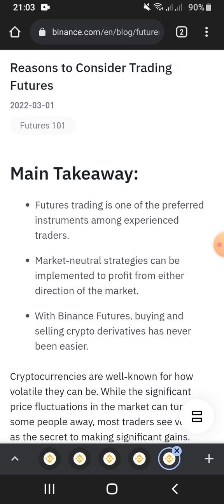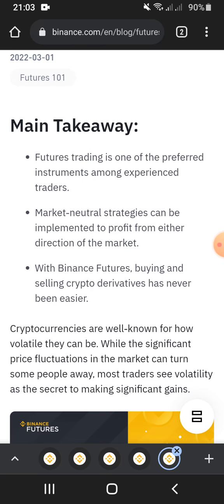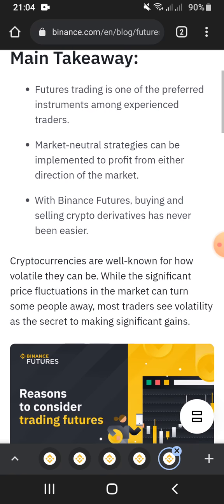We are now going to look at some major reasons to consider when trading futures. For the main points, futures trading is one of the most preferred instruments among experienced traders, as it gives them the opportunity to earn more money in the crypto space. The market neutral strategies, which are a core component of Binance futures, can be implemented to profit from either direction of the market. So with Binance futures, buying and selling crypto derivatives has never been easier.